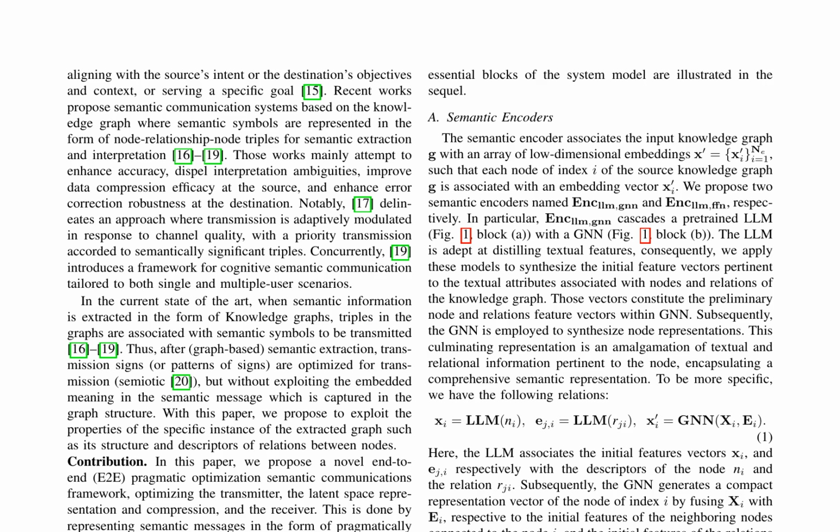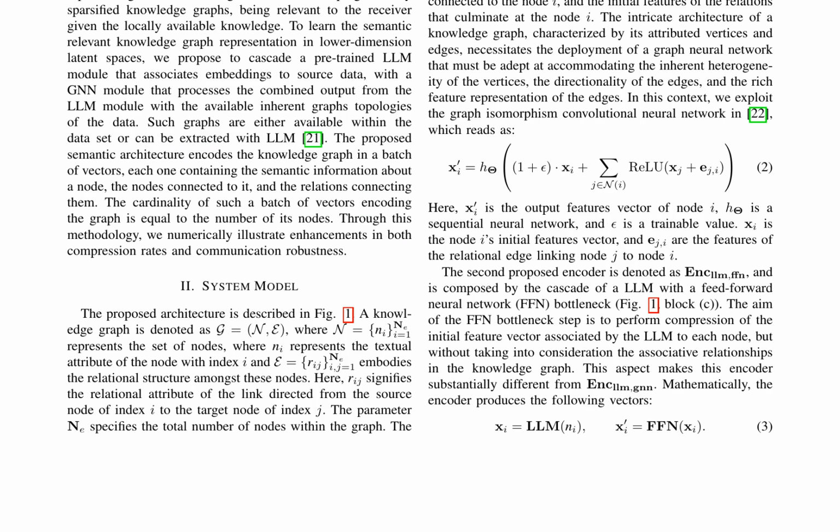The proposed semantic architecture encodes the knowledge graph in a batch of vectors, each containing semantic information about a node, its connected nodes, and the relations between them. The system model consists of a knowledge graph G equals (N, E), where N represents the set of nodes and E represents the relational structure amongst these nodes. Two semantic encoders are proposed: Enc LLM-GNN and Enc LLM-FFN.